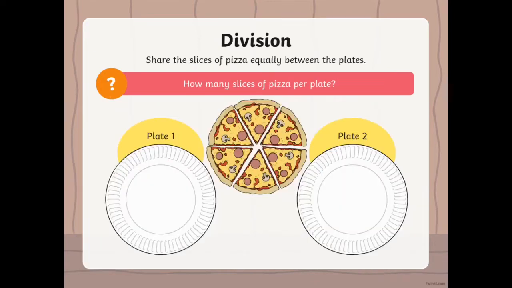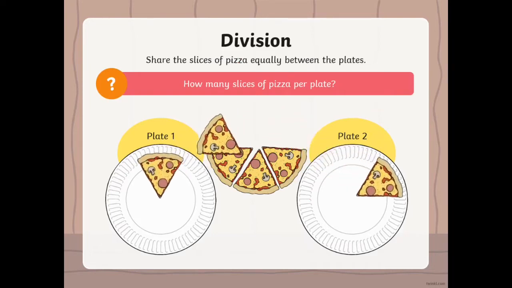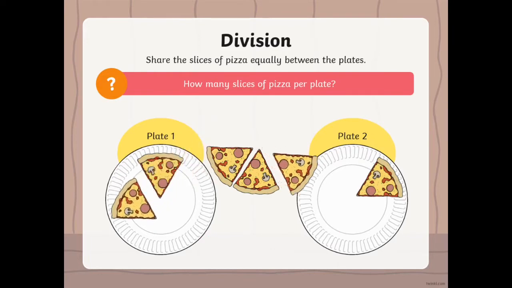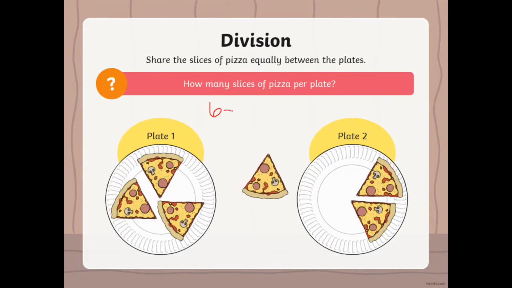This next question says, share the slices of pizza equally between the 2 plates. How many slices of pizza per plate? And these 2 plates are very much like the circles I showed you on the whiteboard. So we had 6 pieces to start, and we're dividing into 2 equal groups again. We're dividing to half, right? When it's 2 equal groups, it's half, and there's 3 on each plate now.